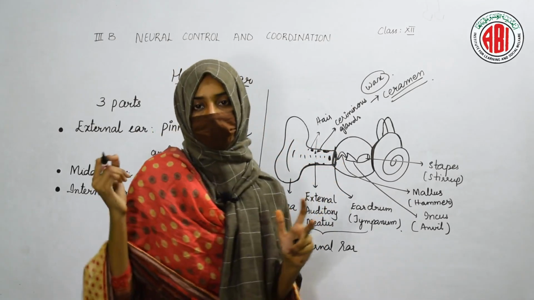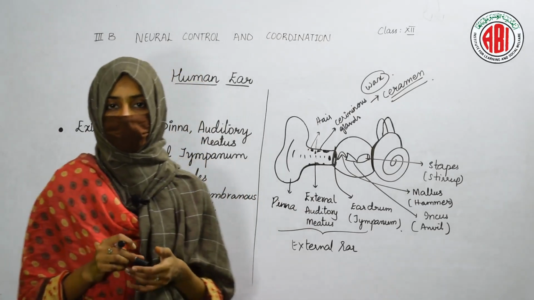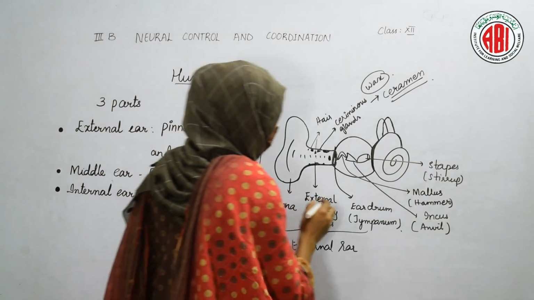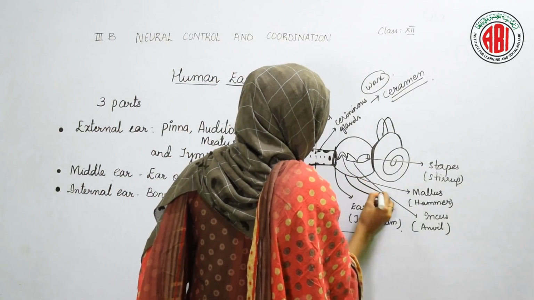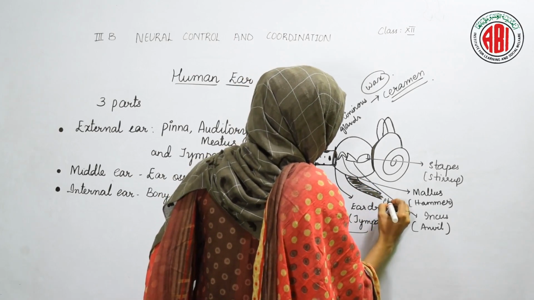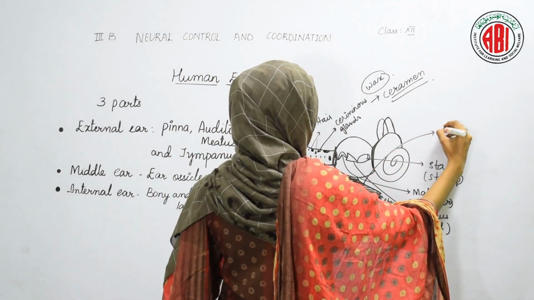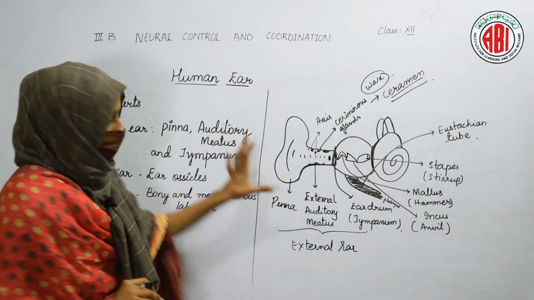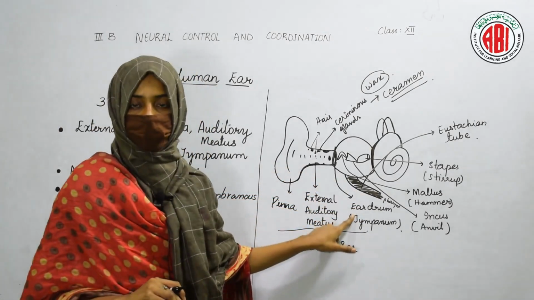When you put any drop into the ear, sometimes it will come into your throat. So how can it be possible? What is the reason behind this? This is because of a tube present in the middle ear. One tube arises from the middle ear, and this tube opens into the pharynx. And we call this tube the eustachian tube.